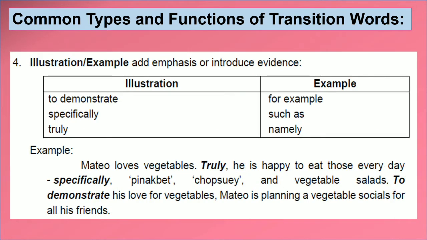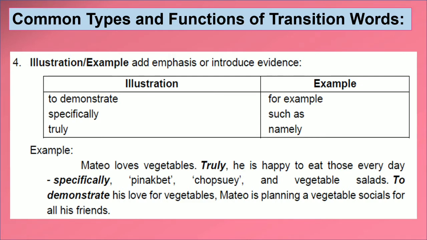For number 4, illustration and example, add emphasis or introduce evidence. So when we say illustration and example, nagbibigay siya ng emphasis. And then, nag-i-introduce din siya ng ebidensya. So when we say illustration, ito yung mga transition words na pwede natin gamitin to demonstrate specifically and truly. Example, for example, such as, namely. So, ito na yung mga different transition words.